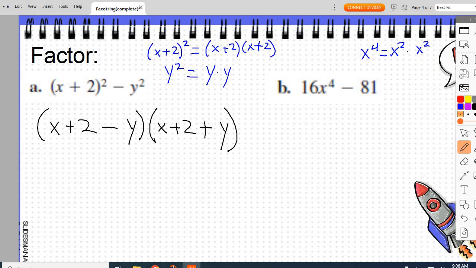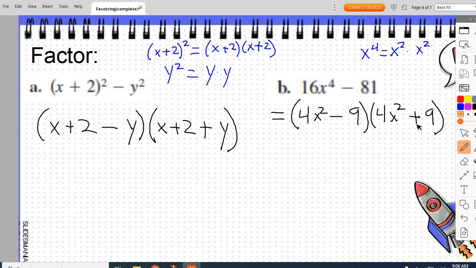Okay? And then what is going to multiply together to give me 16? 4. So I'm going to have 4x squared. And then what's going to multiply together to give me 81? 9. And then again, 4x squared and a 9. One of them needs addition and one of them needs a subtraction.